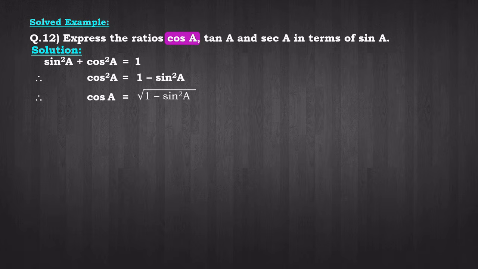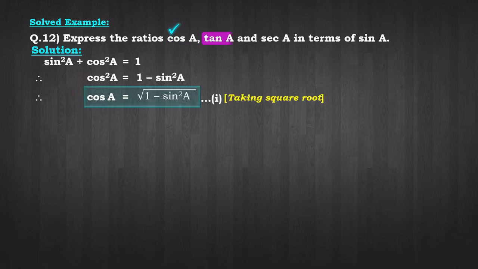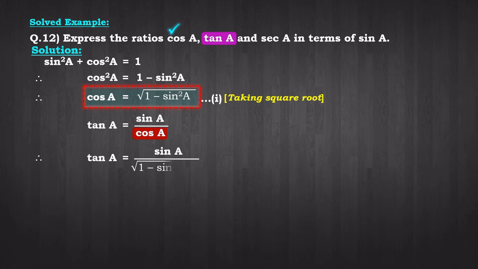Now take the square root of both sides. Therefore, cosine A is equal to the square root of 1 minus sin squared A. This is equation 1. Now let us find tangent A. We know that tangent A is equal to sin A divided by cosine A. Substitute the value of cosine A from equation 1. Therefore, tangent A is equal to sin A divided by the square root of 1 minus sin squared A. This is equation 2.